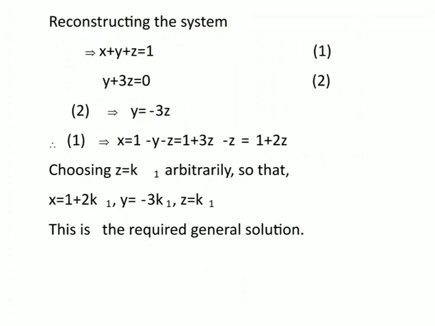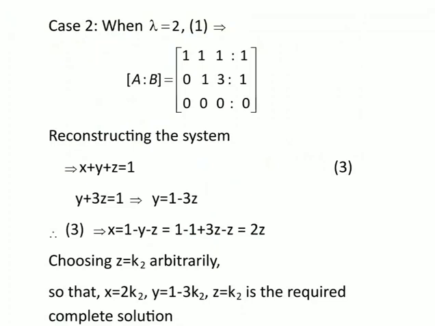Now choose z equals k1 arbitrarily, so that x equals 1 plus 2k1, y equals minus 3k1 and z equals k1. This is the required general solution.